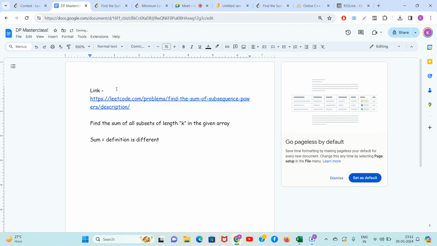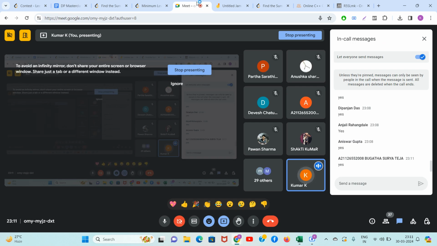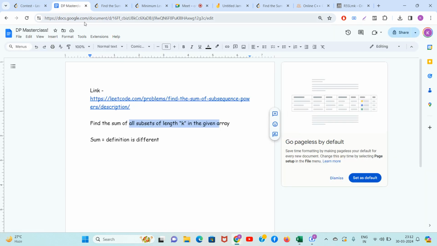Everyone in the meeting write yes in the chat if they understood the question. You have to find the sum of all the subsets of length k in the array. Guys, I am going to teach you so well that it will get into your whole mind. Only 30 lucky people can see. You have to find the sum of all subsets of length k in the given array.